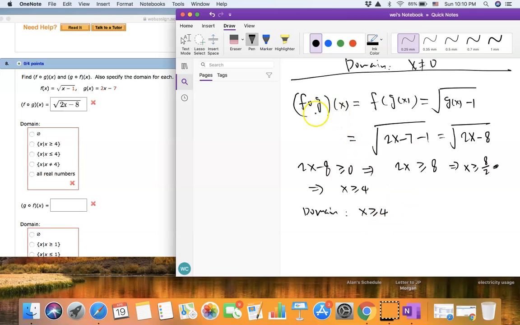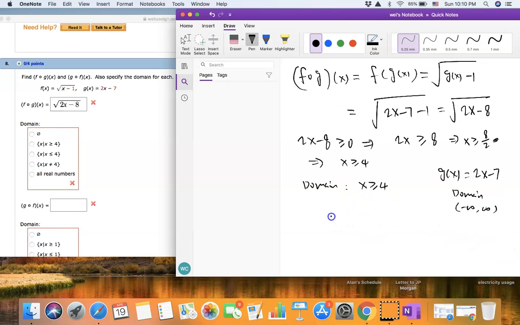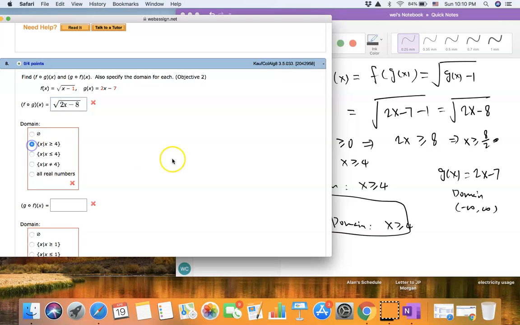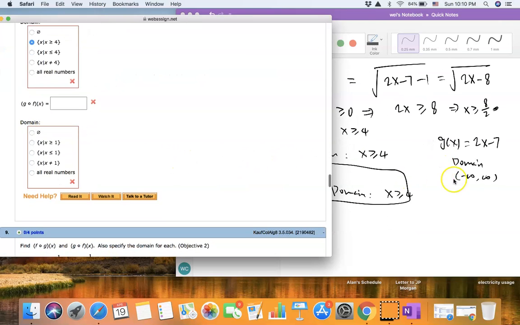And then let's take a look at the domain of the inner function g(x). The inner function g(x) is a polynomial function, so the domain will be every number. If we consider both, the answer will be the domain must be greater than or equal to 4. So we know we should choose B. Okay.